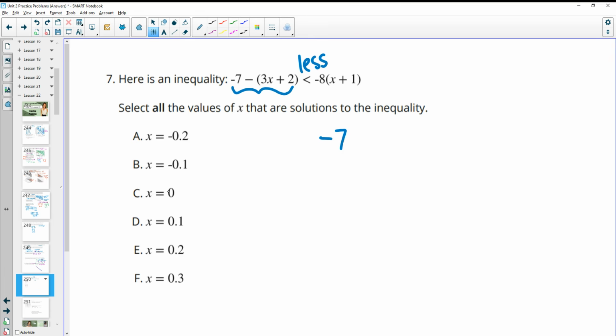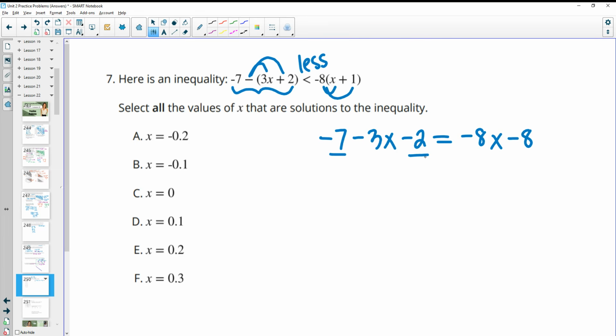You can do it how you want. So if you want to plug all those in, you certainly can. So I'm going to distribute this negative in here. So negative 3x or minus the 3x, and I'm going to subtract the 2. And then this is less than, distribute this negative 8. And really, I'm going to change this to an equal sign because I'm just going to solve for the boundary here. So negative 8 times x is negative 8x. Negative 8 times 1 is negative 8.